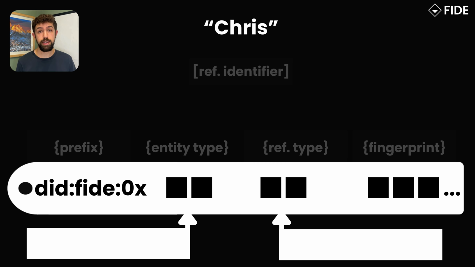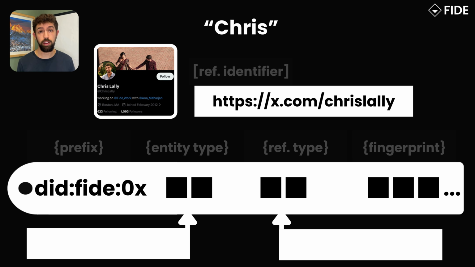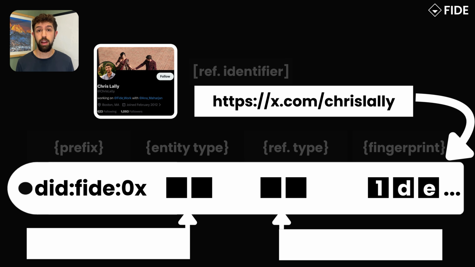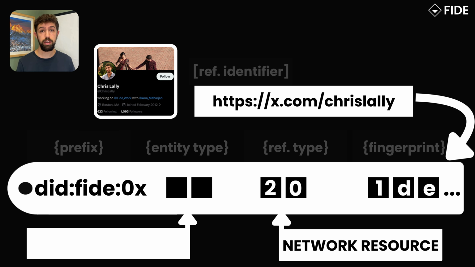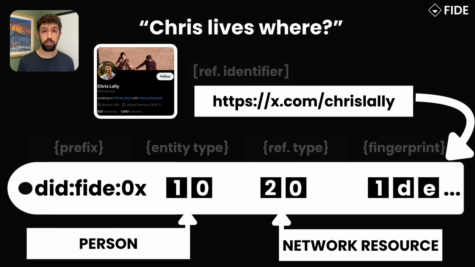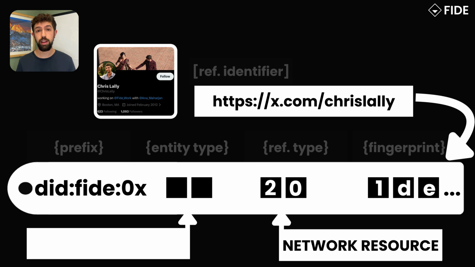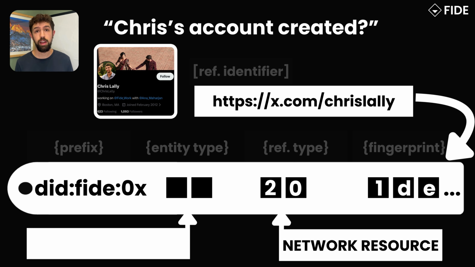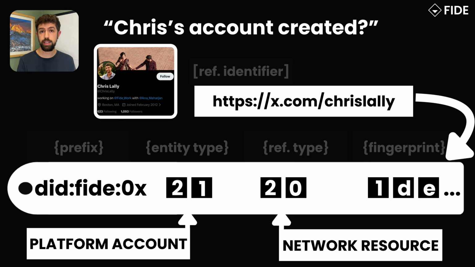Let's say I wanted to represent myself. I could use my X profile URL, calculate the fingerprint. I know that this is a network resource that I'm using, and I'm trying to represent myself, so a person. This could be used to answer questions like Chris lives in Boston. But what if I wanted to use that same URL, but talk about the account itself, not me as a person? I wanted to say that the account was created in February of 2012. In this case, I would actually use platform account as the entity type, so only 2 digits would change. But this is a completely different Fide ID.